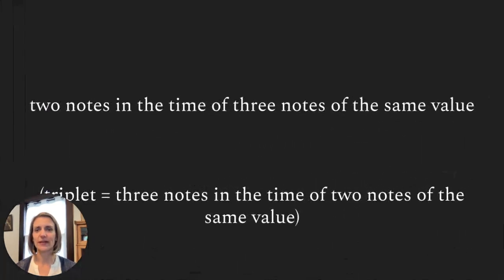Duplet means 2 notes in the time of 3 notes of the same value. This is the flip of the definition of triplet. Triplet is 3 notes in the time of 2 notes of the same value. So if you're in compound time, 3/8 or 6/8 or 9/8, you normally have 3 eighth notes beamed together. If the composer wants to switch from feeling 1, 2, 3, 4, 5, 6, 1, 2, 3, 4, 5, 6, to 1, bum, bum, bum, bum, then they will write a duplet. They're switching the feel of it.